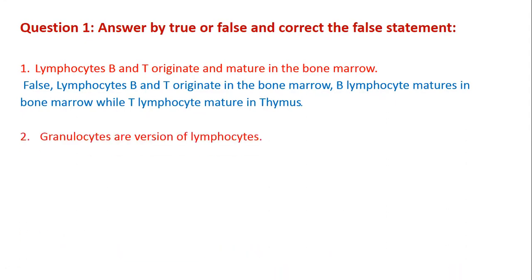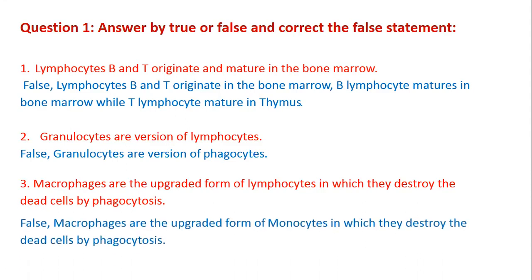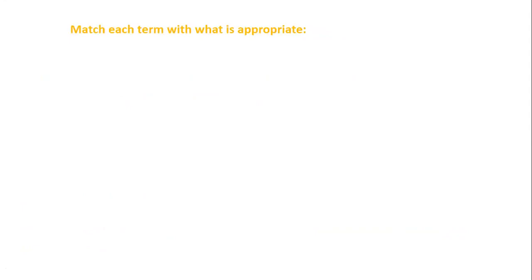Granulocytes are versions of lymphocytes. This is not true. Granulocytes are versions of phagocytes. Macrophages are the upgraded form of lymphocytes which destroy the dead cells by phagocytosis. False. Macrophages are the upgraded form of monocytes, which destroy the dead cells by phagocytosis.